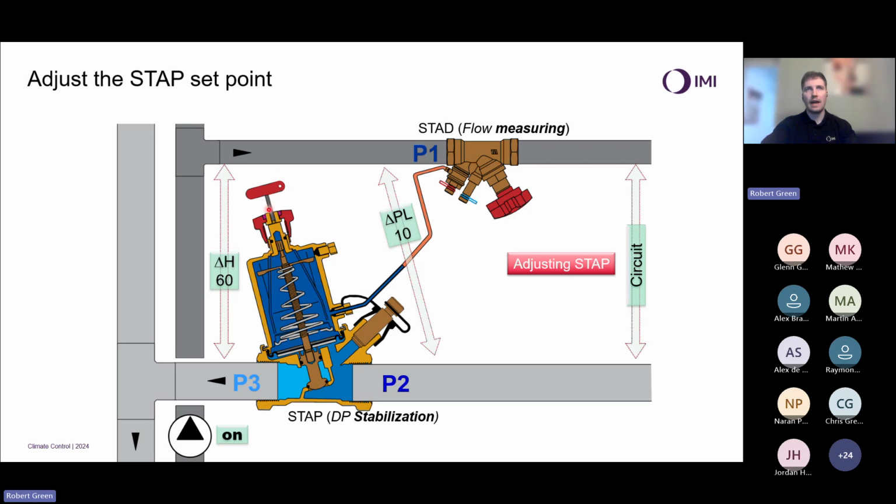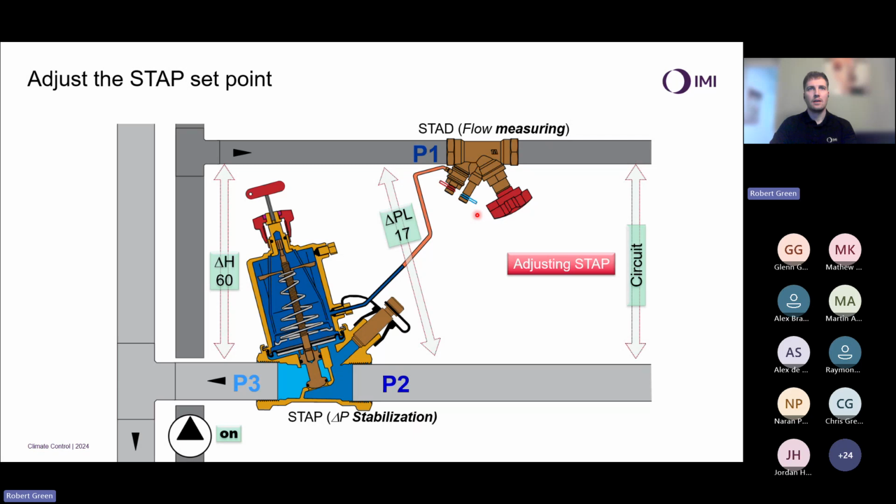And when you turn the Allen key, what you're actually doing is moving this spring pedestal here. You're compressing the spring, so increasing the spring force. And by increasing the spring force, you are effectively opening the valve further and providing a higher differential pressure across the circuit. So as we increase the spring, we're going to turn my Allen key and increase my differential pressure across my circuit.